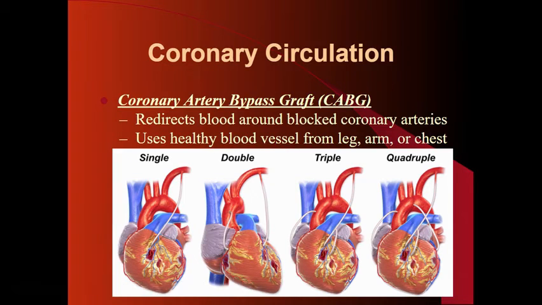If the coronary arteries are blocked, then oftentimes a coronary artery bypass graft surgery, or CABG surgery, may need to be performed. This redirects blood around blocked coronary arteries. To do this, it uses a healthy blood vessel from the leg, the arm, or the chest to reroute blood flow. How many reroutings need to occur will help name what the CABG is. It could be a single, a double, a triple, or quadruple bypass.